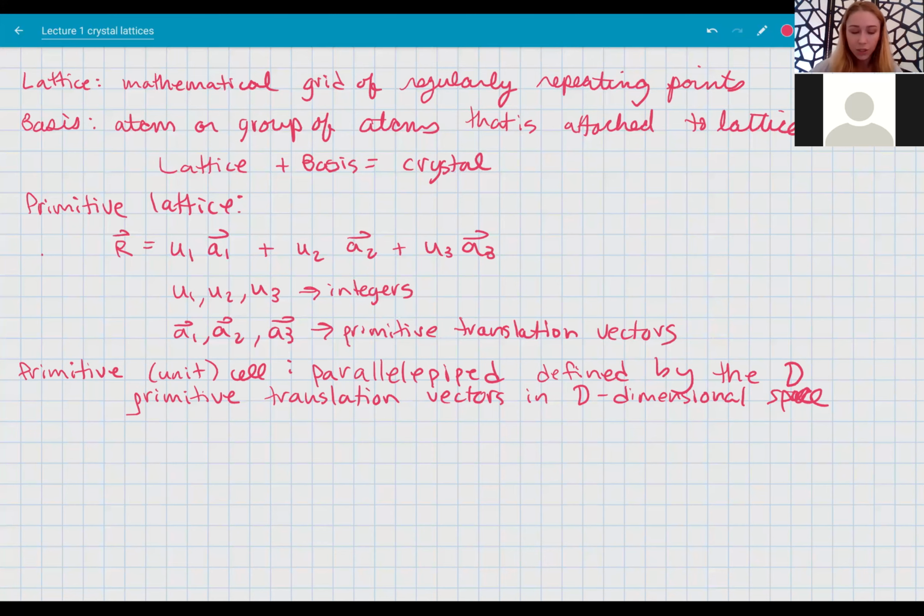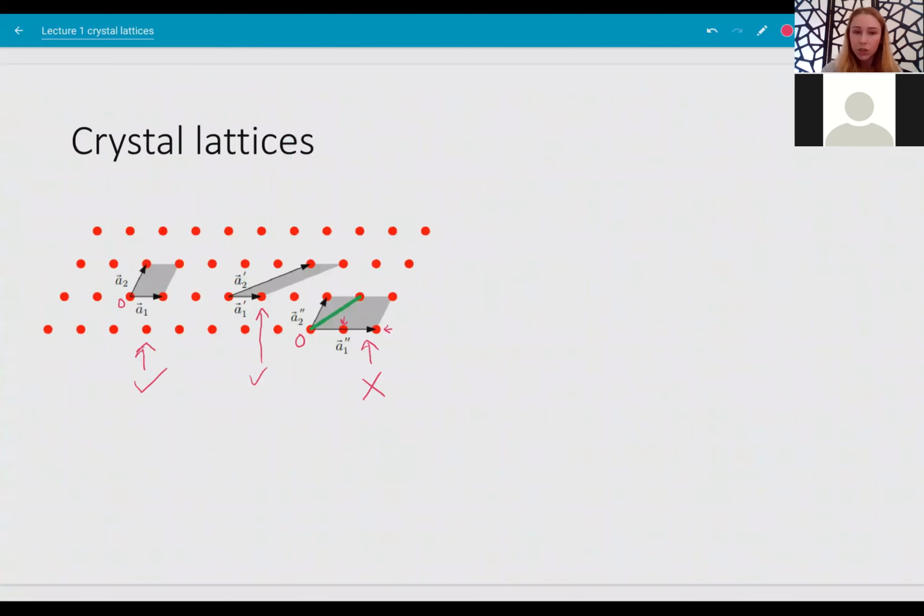So I'll get back to some attributes of the primitive cell, but let me just go back to the picture up here. So this gray parallelogram that's defined by the vectors A1 and A2 is an example of a primitive cell. This gray parallelogram, which is defined by A1 prime and A2 prime, is a different primitive cell. This parallelogram is not a primitive cell because it is not defined by primitive translation vectors. So let me go back here.